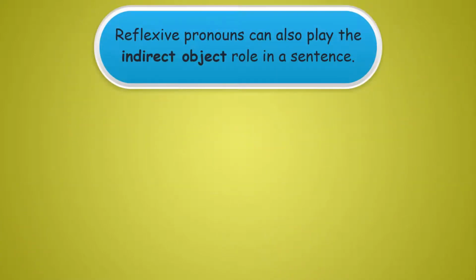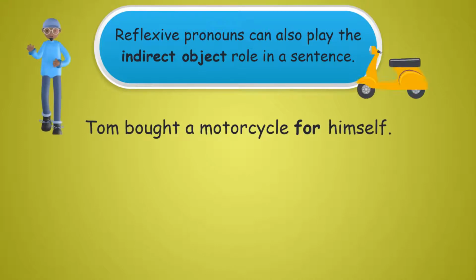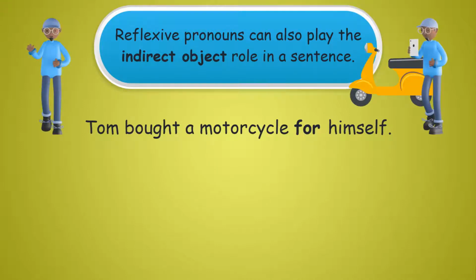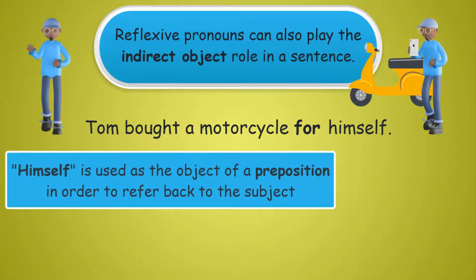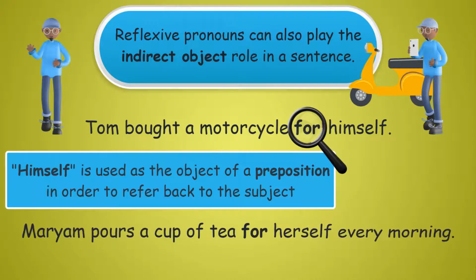Reflexive pronouns can also play the indirect object role in a sentence. Tom bought a motorcycle for himself. In this example, himself is used as the object of a preposition in order to refer back to the subject. Mariam pours a cup of tea for herself every morning.